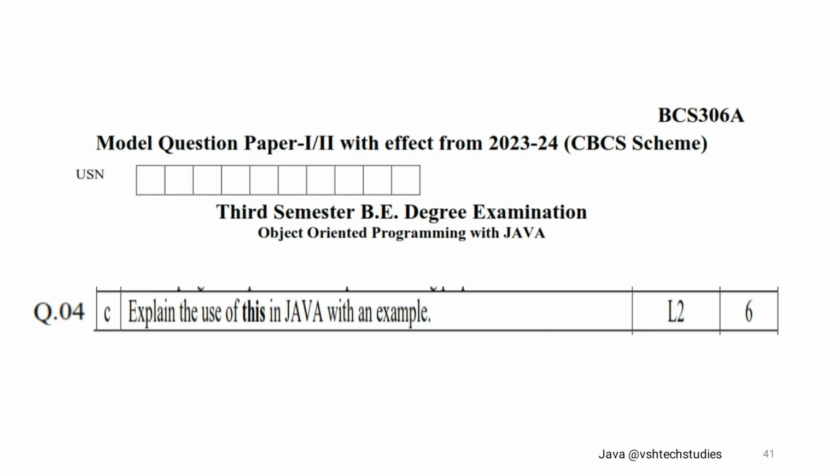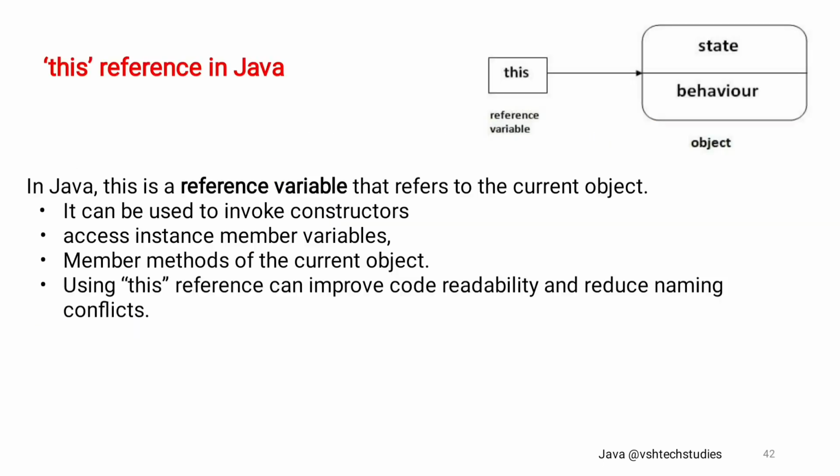Today we shall discuss Model Question Paper 1-2, with effect from 2023-24 CBCS scheme, third semester BE degree examination of the subject Object Oriented Programming with Java, subject code BCS306A. In that, question number 4c: explain the use of this in Java with an example. It carries 6 marks. So next, let us know what the this reference in Java is.